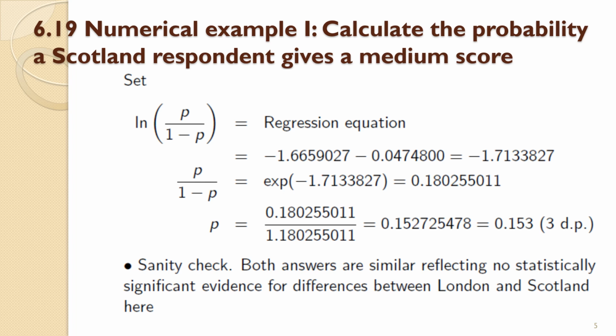This is referring to the fixed effects terms. Same as above, so the odds ratio P over 1 minus P equals the exponential of the regression equation, and the probability equals the exponential of the regression equation over 1 plus the exponential of the regression equation. And sanity check: both answers are very similar, reflecting here no statistically significant evidence for differences between London and Scotland. So always look for these separate cross checks whenever you're looking at econometrics.